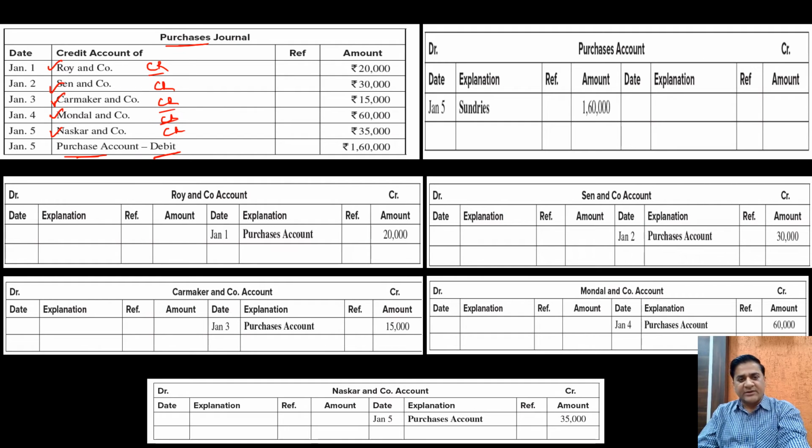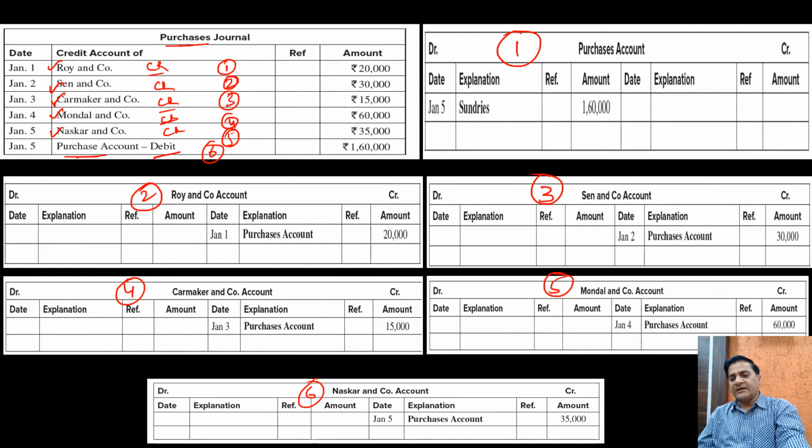Right? So how many accounts do we have? 1, 2, 3, 4, 5 and 6. The first account is the purchases, the second account would be Roy and Company account, third would be Sen and Company account, fourth would be Carmaker and Company, fifth would be Mandal and Company and sixth would be Naskar and Company. Clear? So the number of ledger accounts to be prepared would depend upon the number of transactions or the number of persons involved in this particular transaction. In the example given to us, 6 ledger accounts in all are required to be prepared.